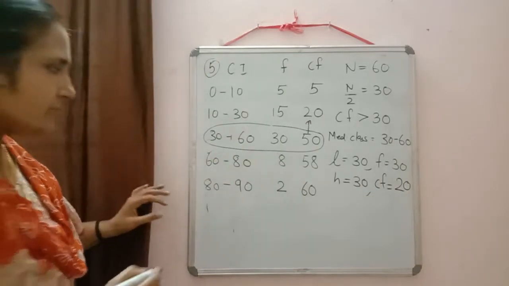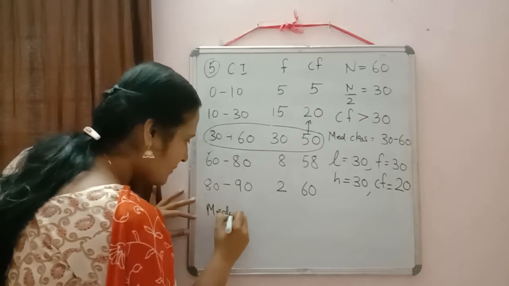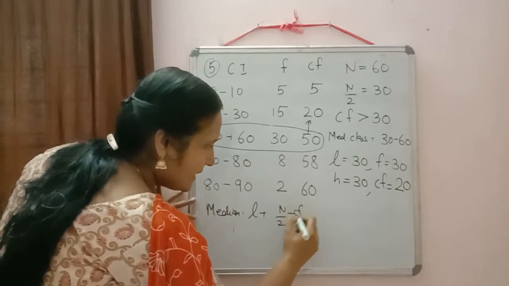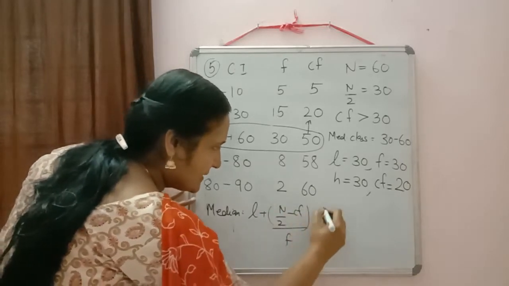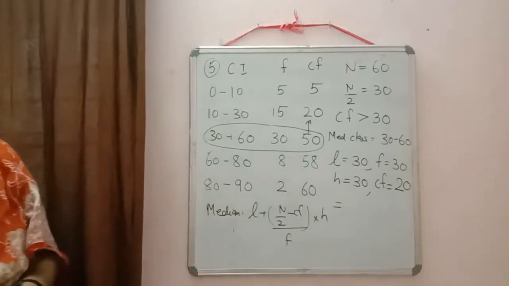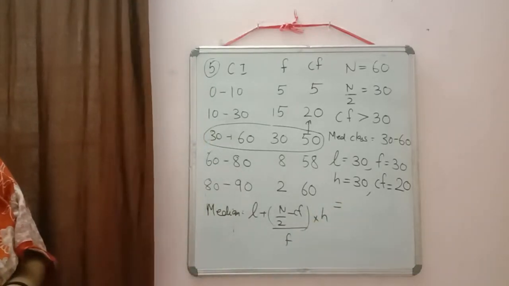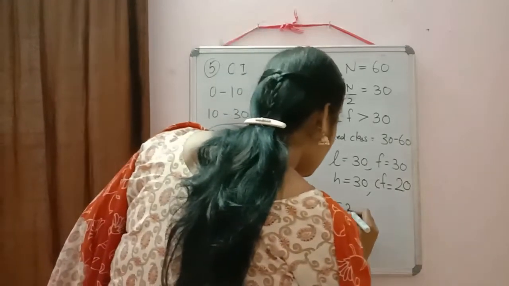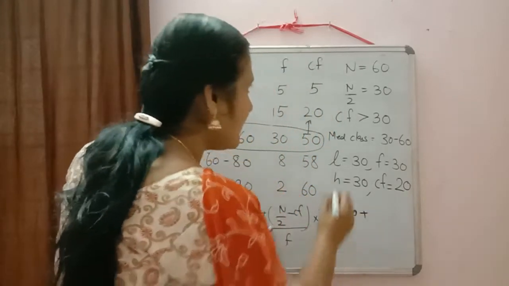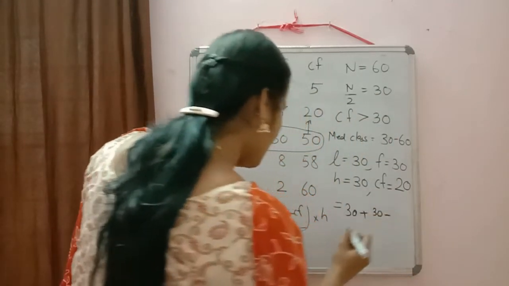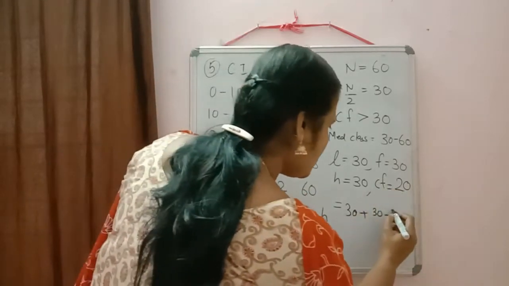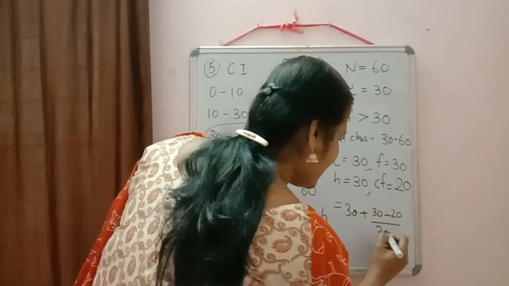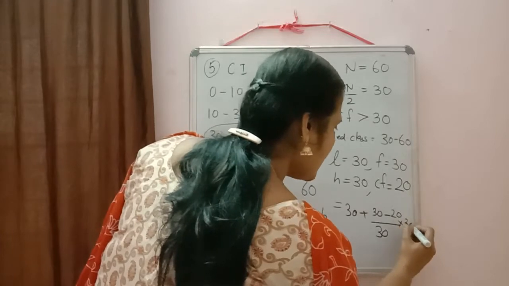Now we have all the things. We'll write down the formula. Median is equal to L plus N by 2 minus CF by F into H. Just write down the formula, then you will learn the formula. Now substitute the values. L is equal to how much? 30. 30 plus N by 2, N by 2 we already wrote here, 30, minus CF, cumulative frequency is 20, by F, frequency, that is 30, into H, class size also is equal to 30.